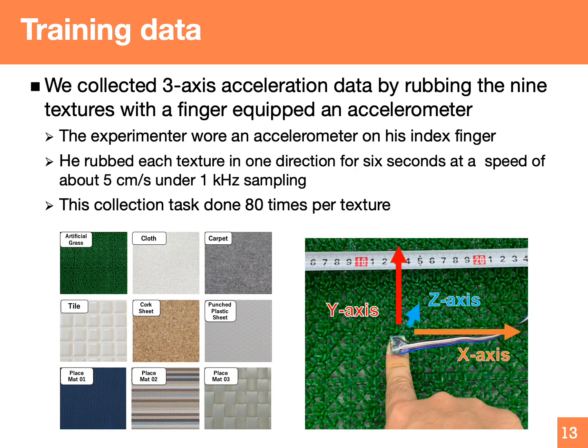We collected 3-axis acceleration data by rubbing 9 textures with a finger equipped with an accelerometer. The experimenter wore an accelerometer on his index finger and rubbed the textures in one direction for 6 seconds at a speed of about 5 cm/s. This collection task was done 80 times per texture.